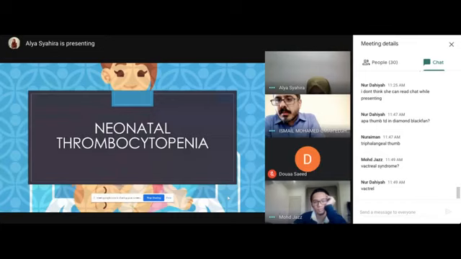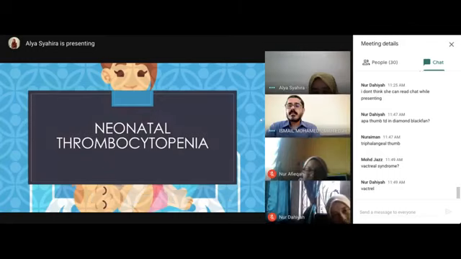Okay, Assalamualaikum warahmatullahi wabarakatuh. My name is Alia Shahira binti Syahrudin. So today I will present to you about neonatal thrombocytopenia. First, by definition, thrombocytopenia means when the platelet count is less than 150 times 10 to the power of 9 per liter. In neonates, it can be classified into mild, moderate, and severe. For mild, it is 100 to 150. For moderate, 50 to 100, and severe is when the platelet count is less than 50,000.